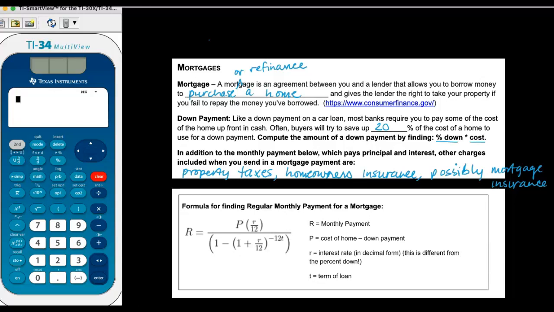In this video, we're going to talk about mortgages, and we're going to do a couple examples where we calculate the monthly payment for a mortgage and the total amount of interest that a person will pay on a mortgage. So first, let's talk about what a mortgage is.